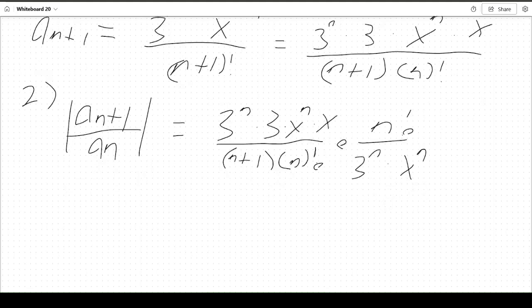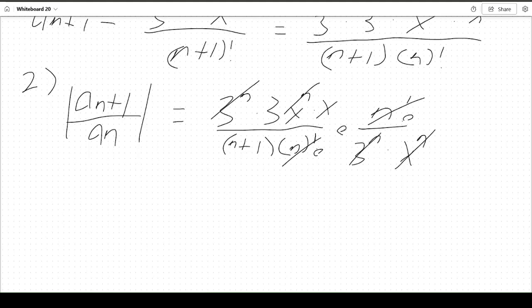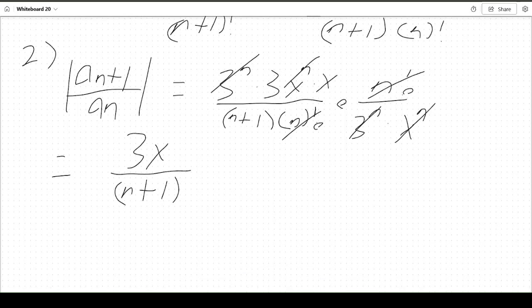Now we can eliminate stuff. We can eliminate 3^n, we can eliminate x^n, and we can eliminate n factorial. So we are left with 3x over n plus 1. Now we have to take the absolute value of it, but this will be the same since there's no negative here, so you can leave it like that.